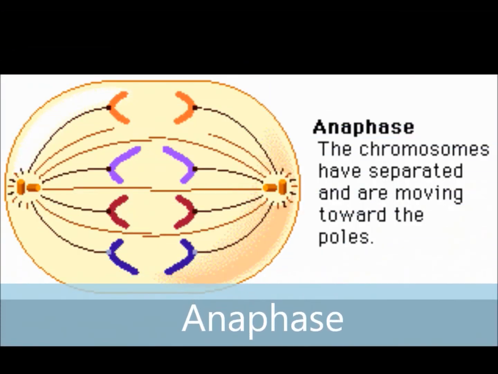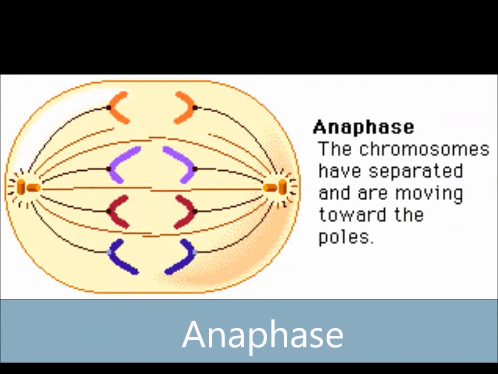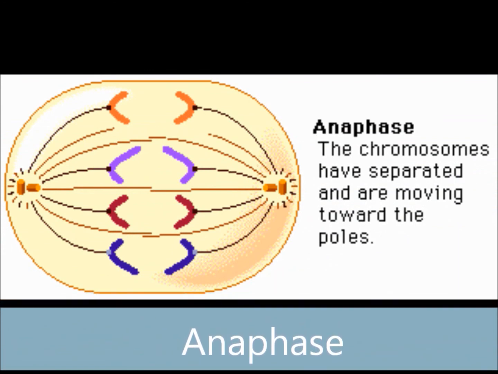Anaphase is the third step of mitosis. During anaphase, the two centromeres of each chromosome come apart, separating the two chromatids. Once they are separated, each sister chromatid is considered a full-fledged chromosome.